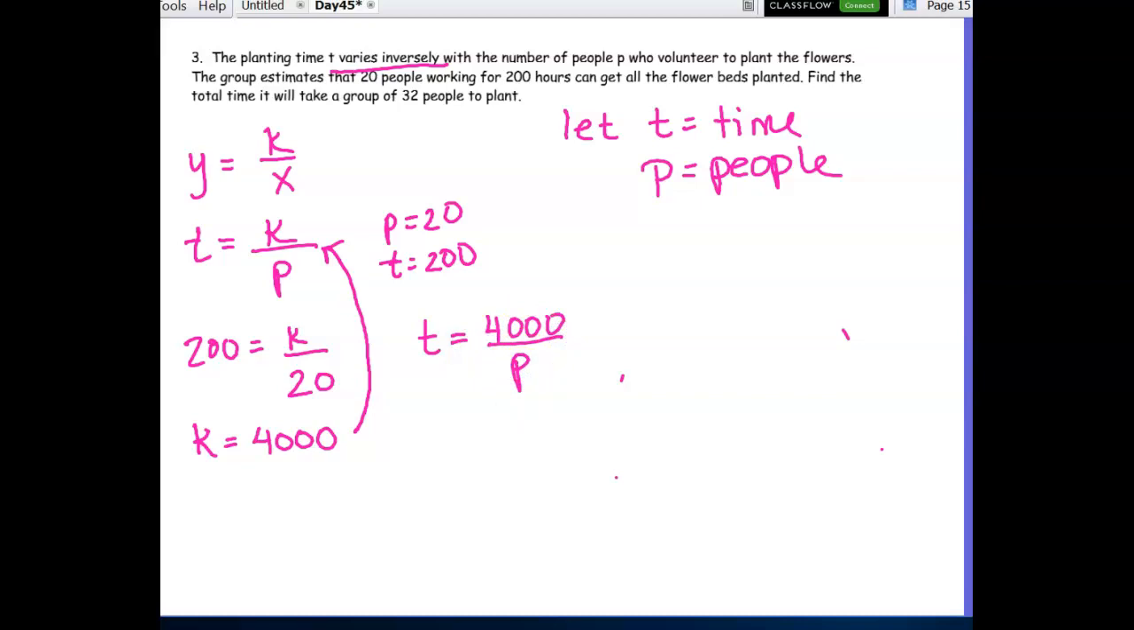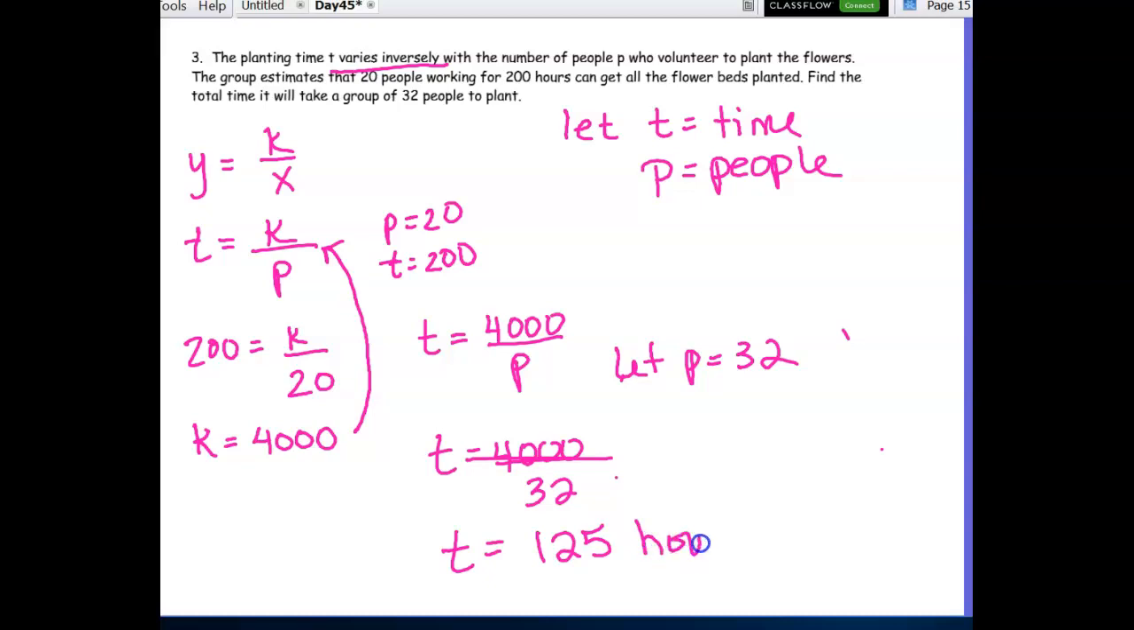The second part says find the total time it will take a group of 32 people. So we're just letting P be equal to 32 and plugging it in. The time would be 4,000 divided by 32. The time would work out to be 125. And don't forget your units. It would be hours.